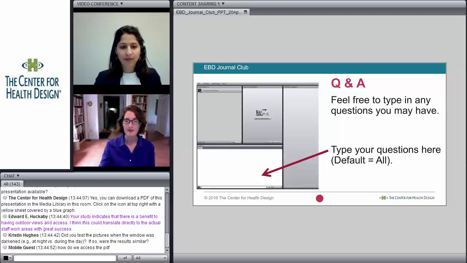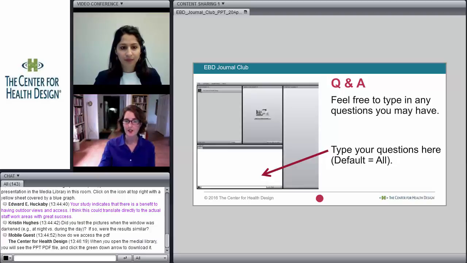Let's see. How about this one? Did you study private restorative spaces? So I think this is asking whether, in addition to the three methods that you used, you actually went to break rooms in facilities and studied those break rooms.